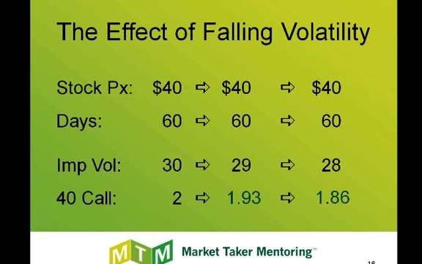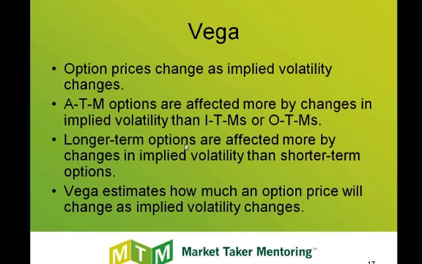Here, if implied volatility falls a percent, my option gets worth less by 7 cents. If it falls another percent, my option gets worth less by another 7 cents. What we're talking about here is Vega, and this is really, really important. This is something you need to start watching, and it's going to clear up a lot of surprises that may happen to you. Option prices change as implied volatility changes. Nothing to do with the stock price changing, nothing to do with time passing. It's just this expectation for future volatility. That impacts option prices, sometimes profoundly.